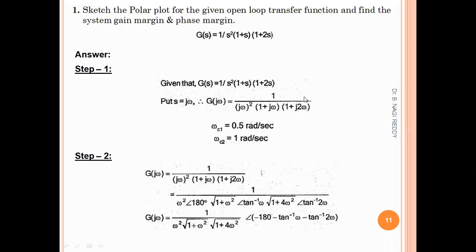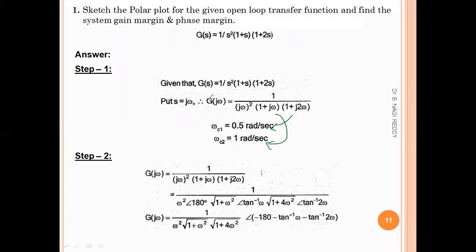Then we will get G(jω), which is in the frequency domain. That is 1 / ((jω)²(1 + jω)(1 + 2jω)). Now this is in the frequency domain. So for this, just identify the corner frequencies as we have done in the Bode plot also. In a similar way, the corner frequency for this term is 0.5 radians per second, and for this term it is 1 radian per second. So this is step 1.